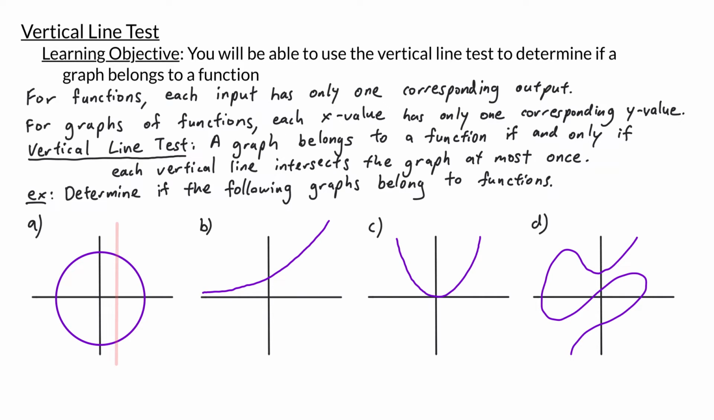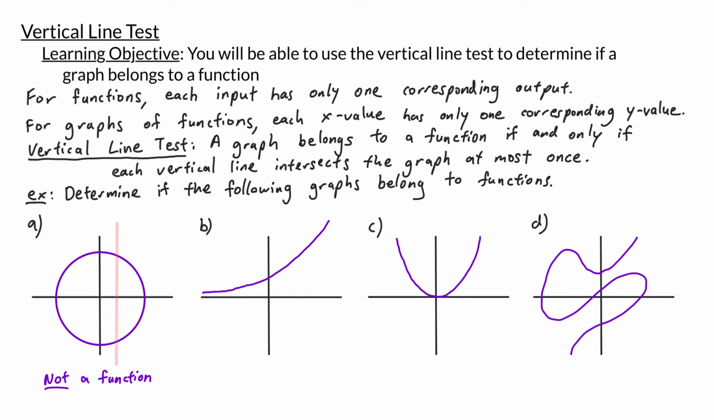If the vertical line crosses the graph more than once, we know that it is not a function, which is what we see here. At this x value where we drew our vertical line, we see that there are two intersections, which means that for this one particular x value, there are two corresponding y values, and we know that cannot happen for functions. So we have to conclude that the graph in example A does not belong to a function. Now let's look at example B.